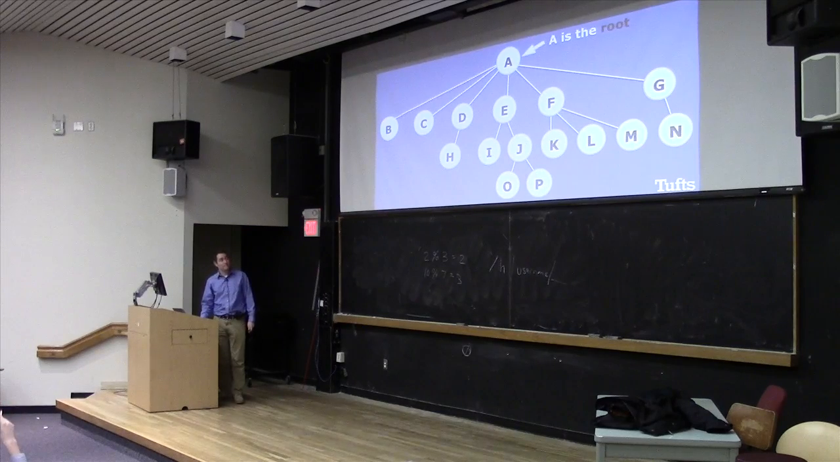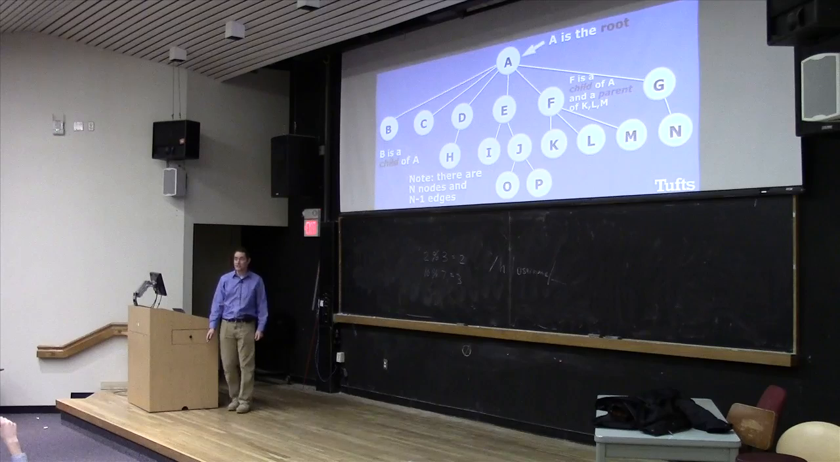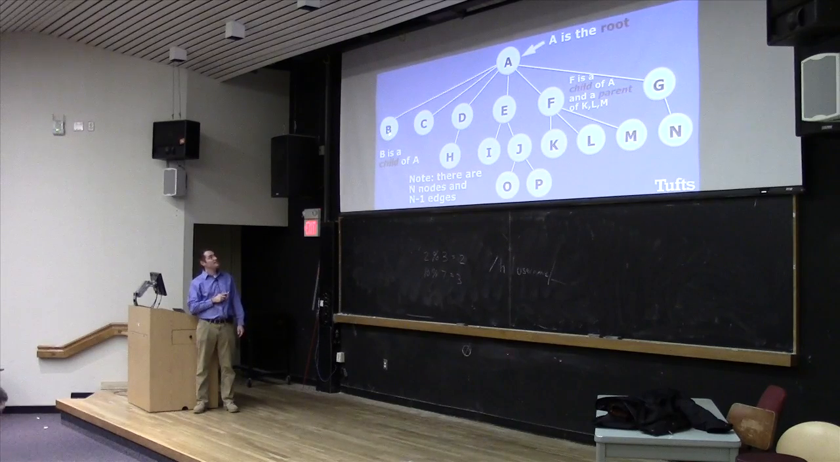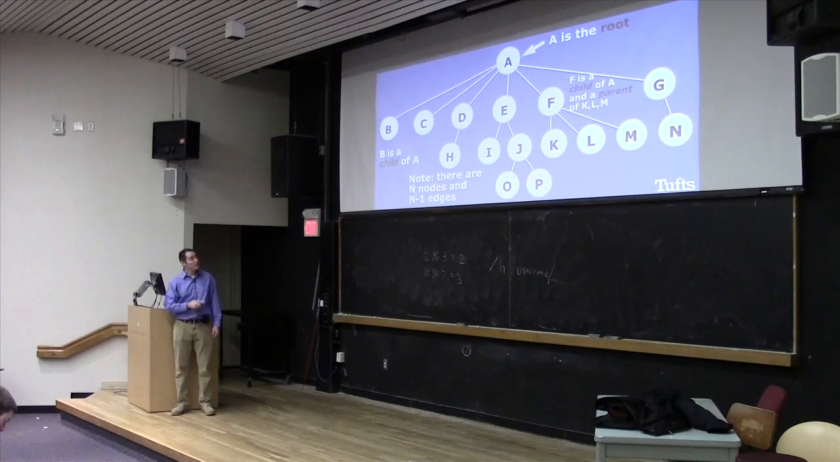But that's the idea. Let's go through some more nomenclature here. B is a child of A. I guess this is more like a family tree, if you want to think of it that way. B is a child of A. F is also a child of A, and F is a parent of K, L, and M. So you have this idea of children and their parents. A is the parent of all of these: B, C, D, E, F, and G.